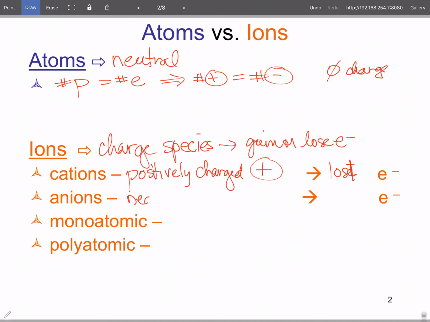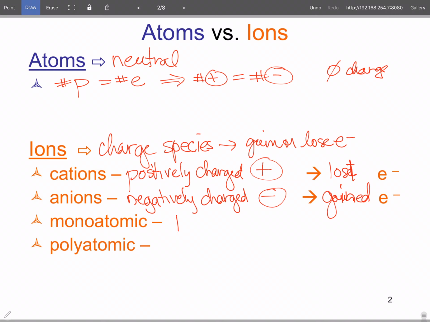Anions, on the other hand, are negatively charged. So they're negative, and so you've gained electrons. Because electrons are negative, if you had 10 positives, 10 negatives, and you added 2 electrons, then you end up with 12 minuses minus 10 positives is 2 minus.